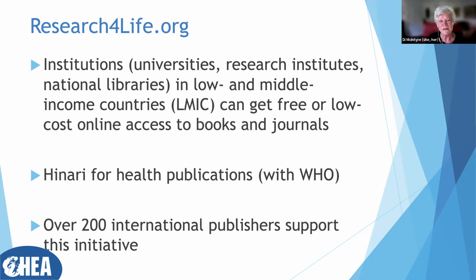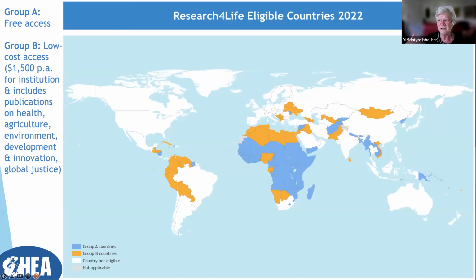And basically what it does is that it allows institutions, whether they're universities, research centers, national libraries, etc., to get access to a large number of non-open access journal articles and books. And there are two categories. It applies only for low and lower middle income countries. So not upper middle income countries like South Africa or China. And there's two tiers. The really low income countries in blue have completely free access.